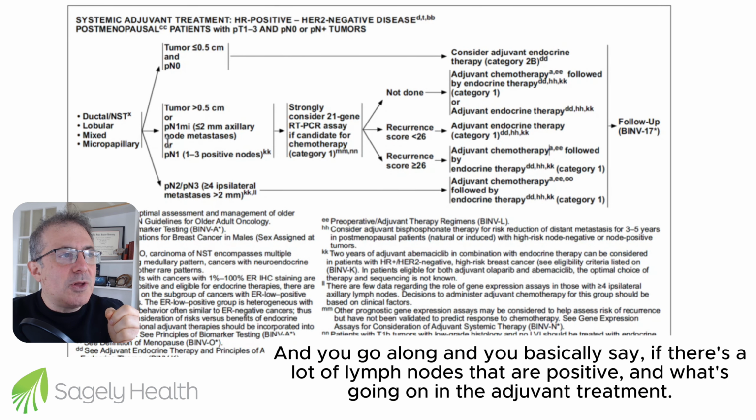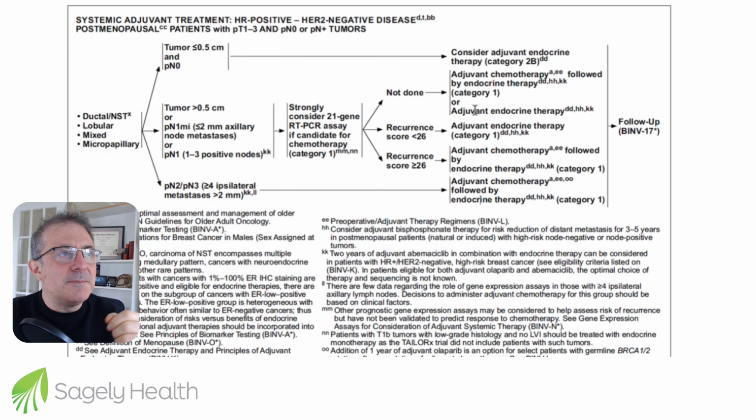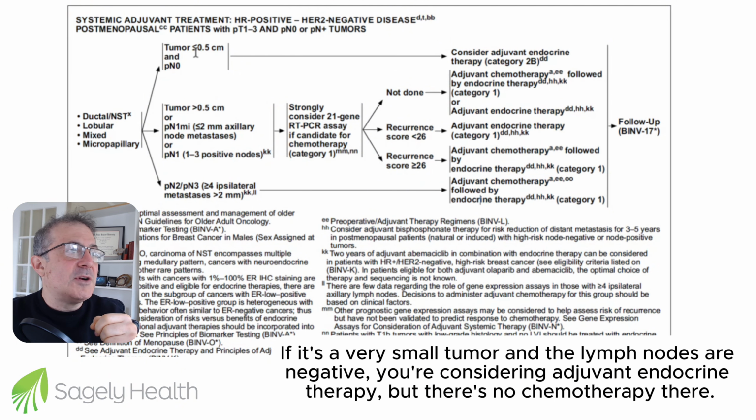And you go along and you basically say, well, if there are a lot of lymph nodes that are positive, what's going on in the adjuvant treatment? The answer is you get adjuvant chemotherapy followed by endocrine therapy. Okay, if it's a very small tumor and the lymph nodes are negative, you're considering adjuvant endocrine therapy, but there's no chemotherapy there.